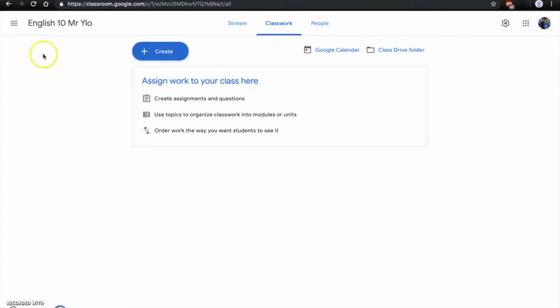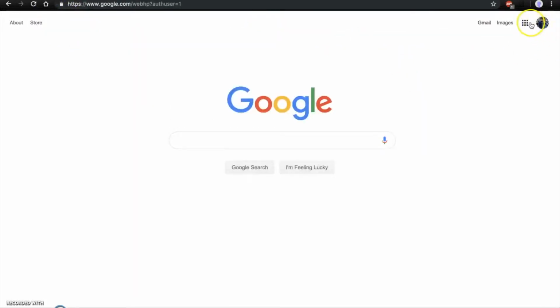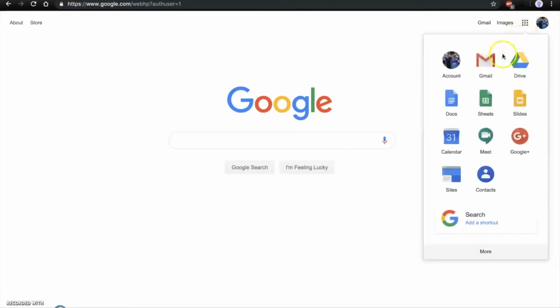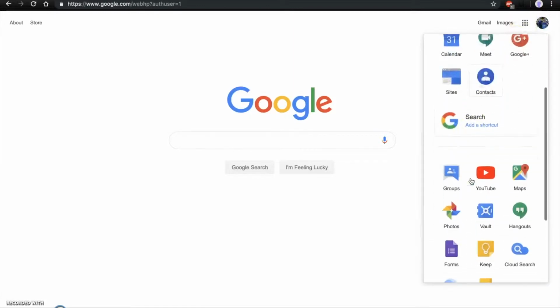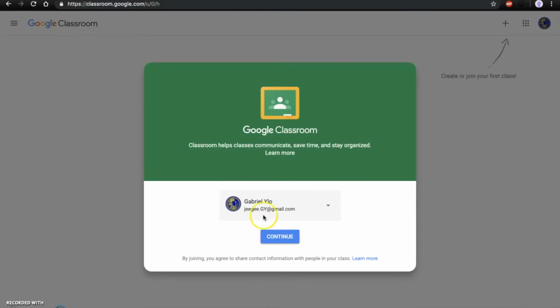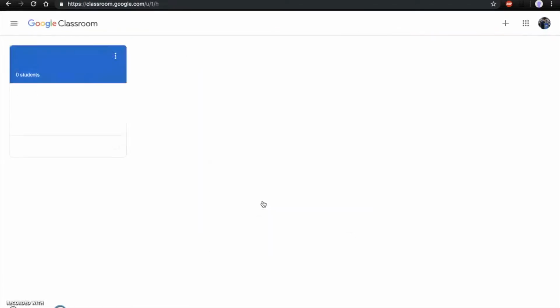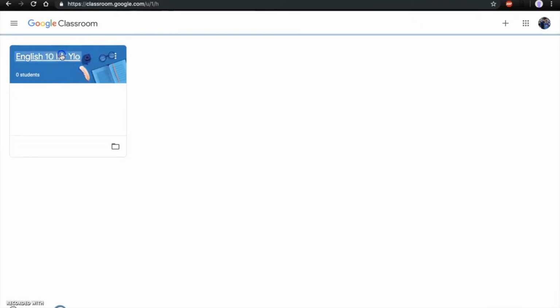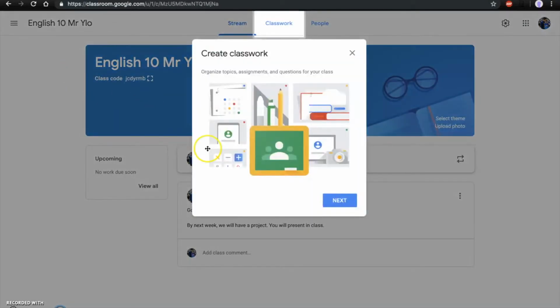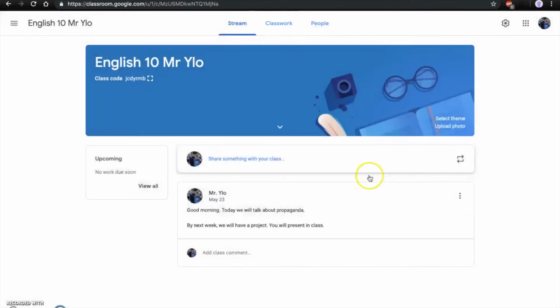I have simply created a Google Classroom, which is on the Google website. You just scroll down and you will find Classroom right here. It'll take you to a separate page, and you just have to choose the account that you want to use. As you can see, I already have an account right here, and I posted this earlier today.